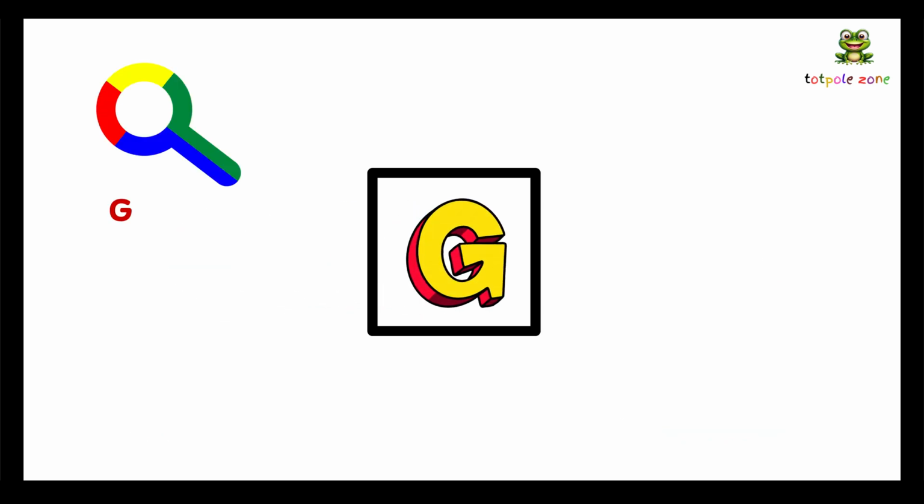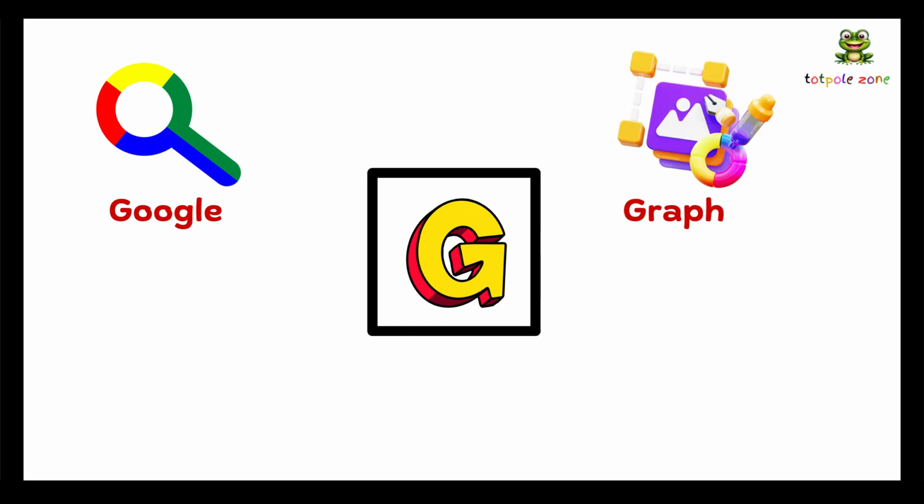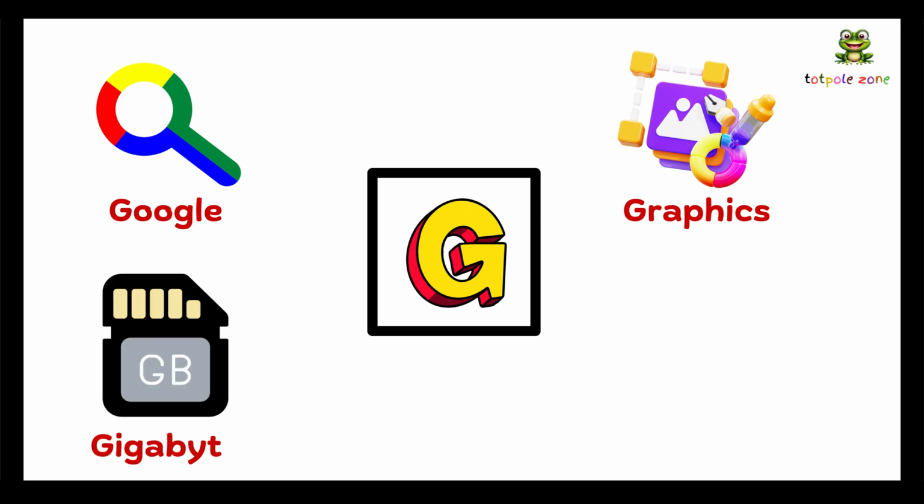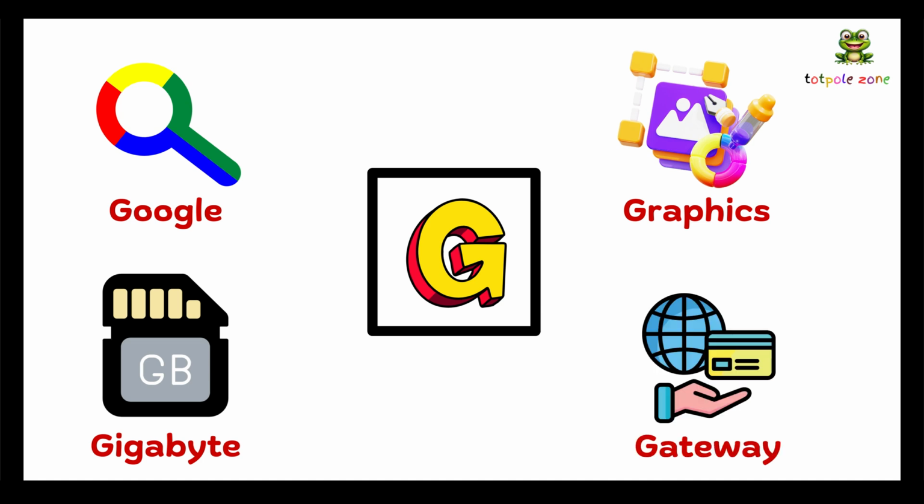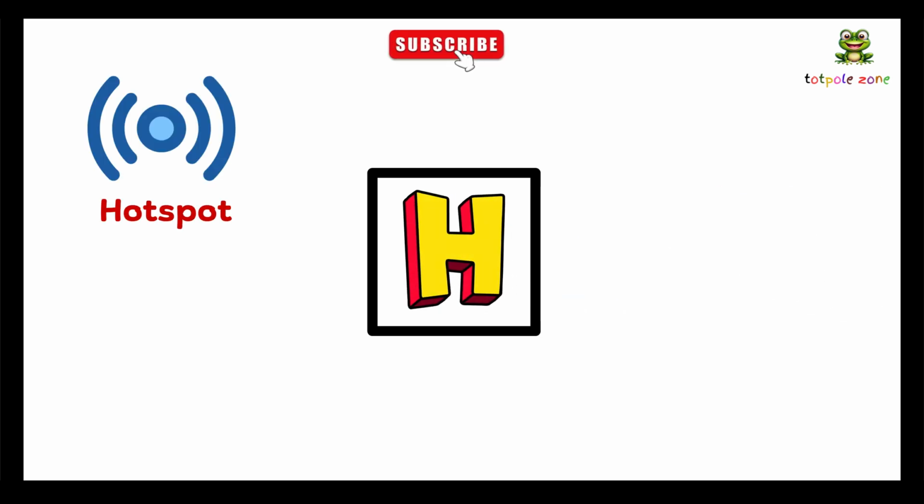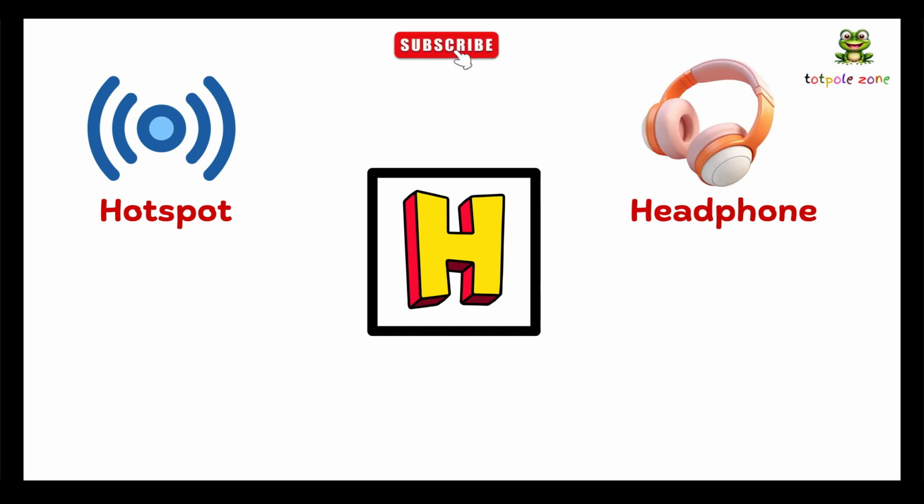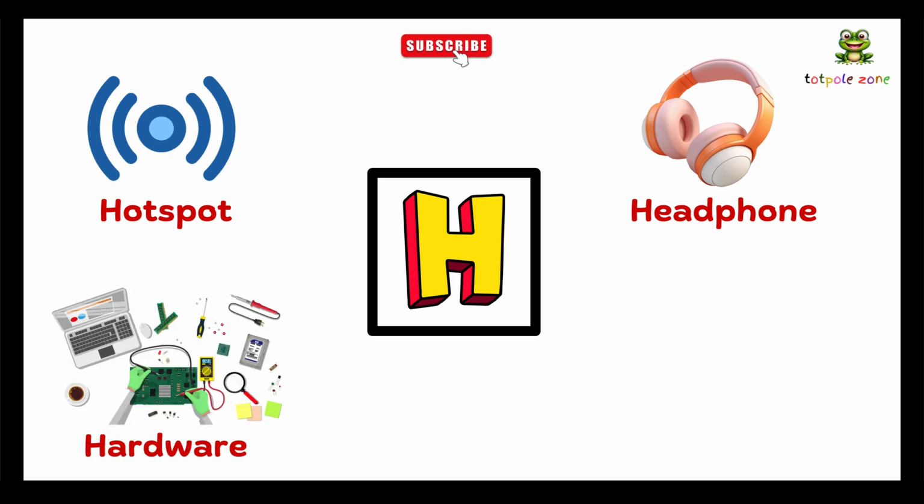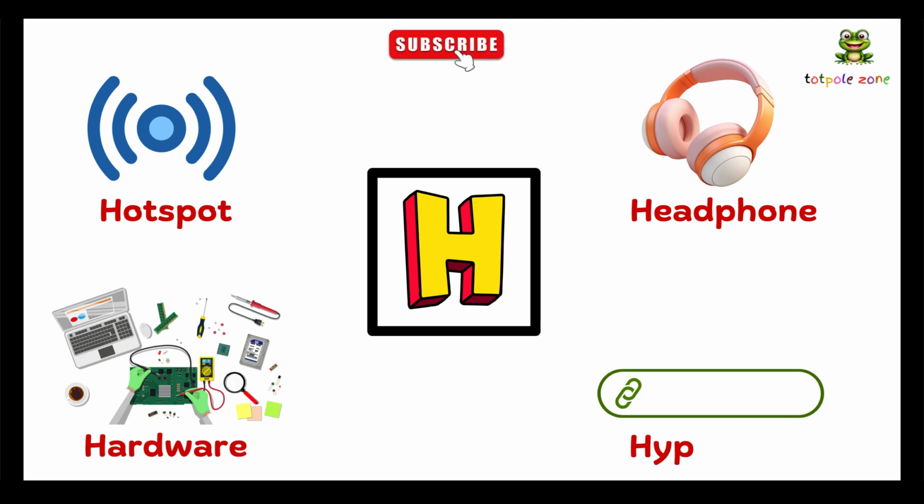G for Google. G for graphics. G for gigabyte. G for gateway. H for hotspot. H for headphone. H for hardware. H for hyperlink.